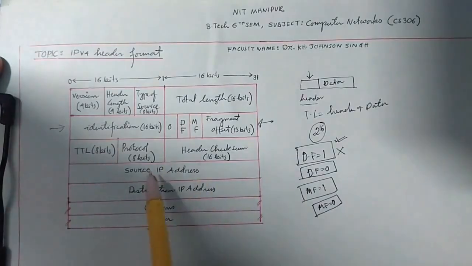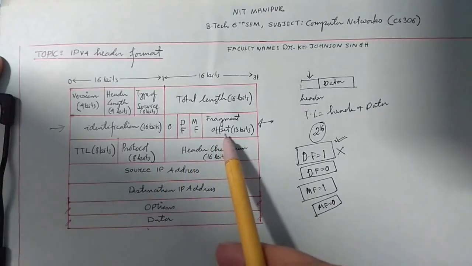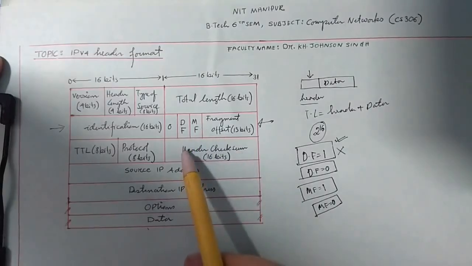In the GATE questions, you will be given a problem and you have to identify the value for the fragment offset, or maybe the starting of the fragment, and what is the value for the more fragments bit, and so on.